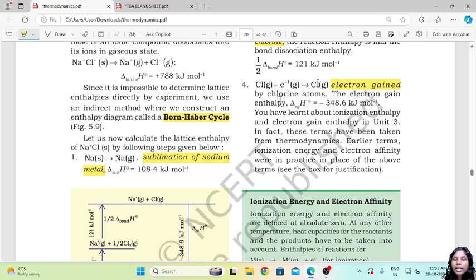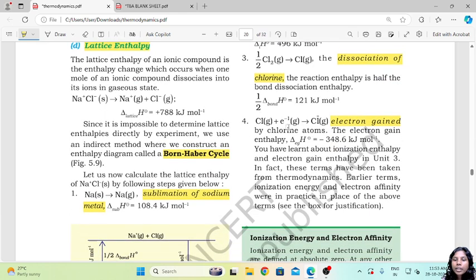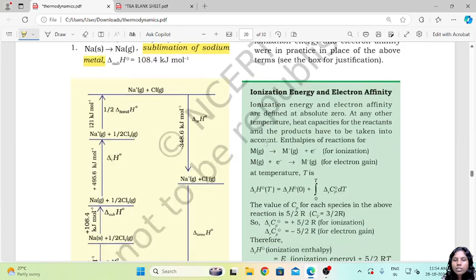Lastly, we will again need a Cl, which is an atom. We want it in its ionic form, so we make it gain an electron and acquire a minus sign. So here we have electron gain happening by the chlorine atoms, and the electron gain enthalpy here is given as minus 348.6 kilojoules mole inverse.